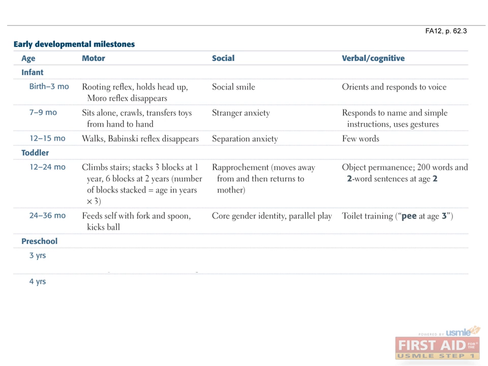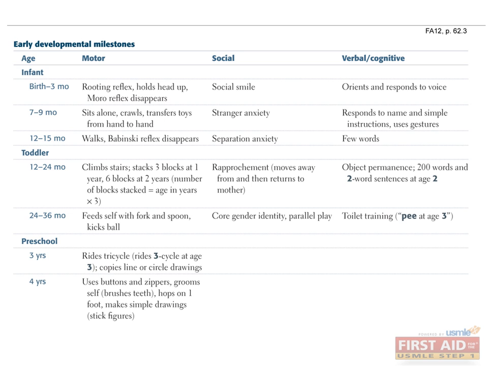Cognitive and verbal milestones in the toddler age group include object permanence between 12 to 24 months, 200 words and 2-word sentences at 2 years, and toilet training between 24 and 36 months. As an example, a 2-year-old is expected to speak in short sentences, be almost potty trained, and be able to mimic behavior.